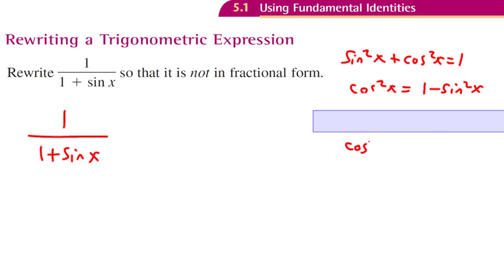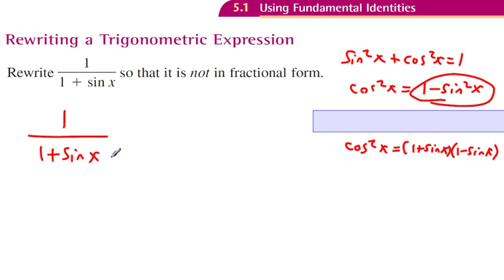So that means cosine squared of x is the same thing as 1 plus sine of x times 1 minus sine of x. Right? This is the difference of squares. So the reason I'm showing you this is that 1 minus sine squared of x is the same as 1 plus sine of x times 1 minus sine of x. Come over here. See how we have a 1 plus sine of x?